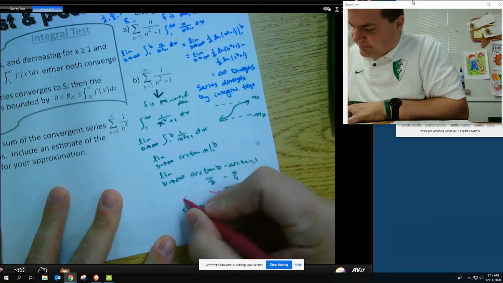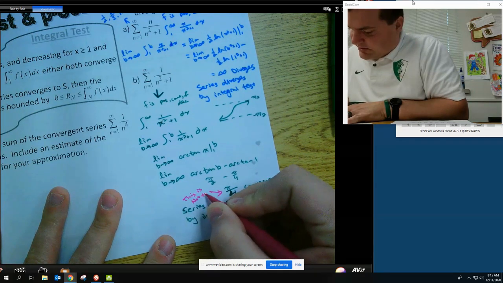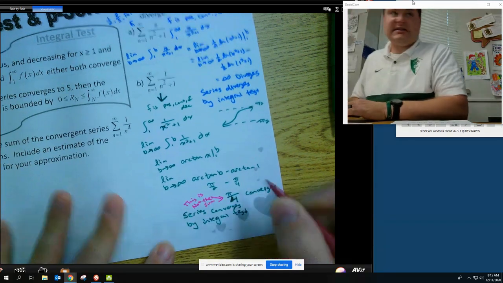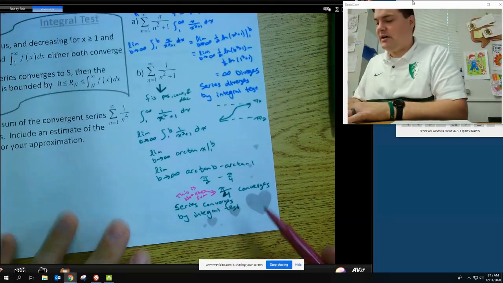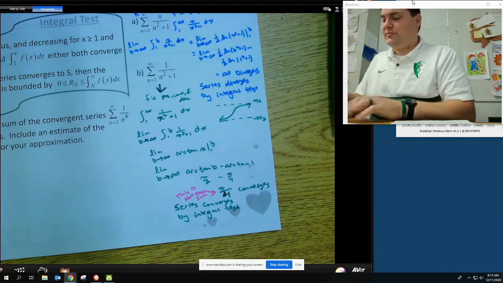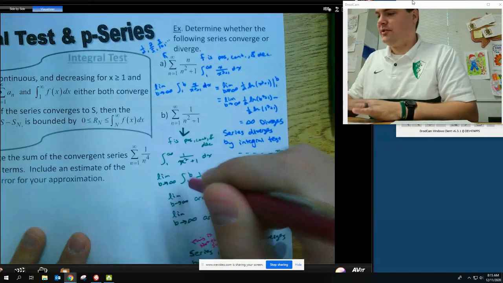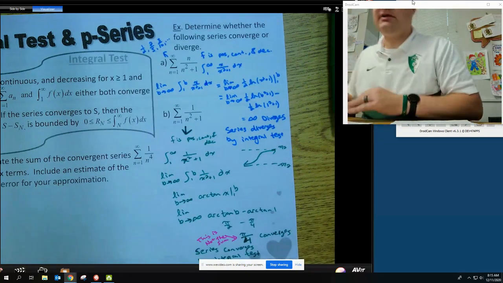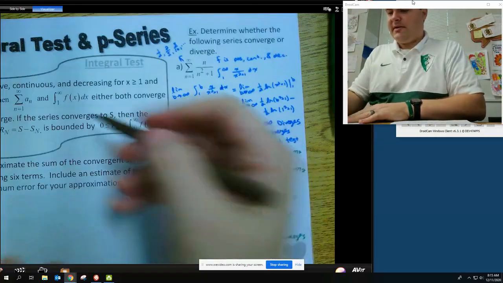This is not the sum. That's important to note, that that's not the sum whatsoever. So the integral test is not going to help me find the exact sum. It just tells me if it's going to converge or not. So you did an example where it diverges, one where it converges. Now there's a last little part of my theorem up here that I didn't talk about.